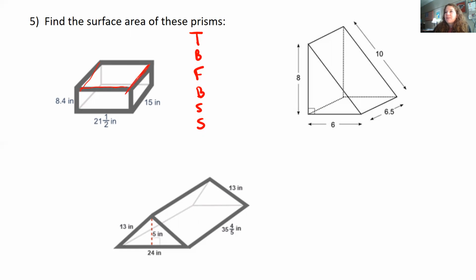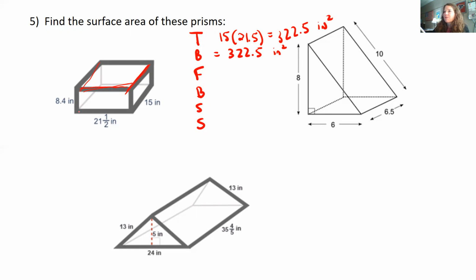The top is a 15 by 21 and a half. So 15 times 21 and a half, or I'm thinking of 21.5. So I'm going to use my calculator. The calculator says 15 times 21.5 is 322.5. And whatever the top is, that's what the bottom is. So we have 2 that are 322.5 inches squared.